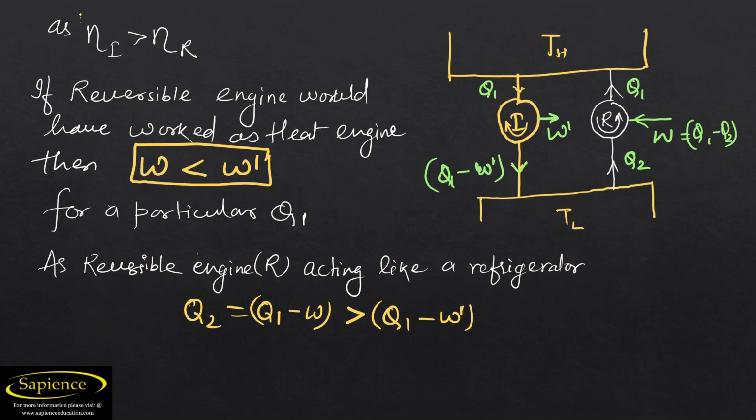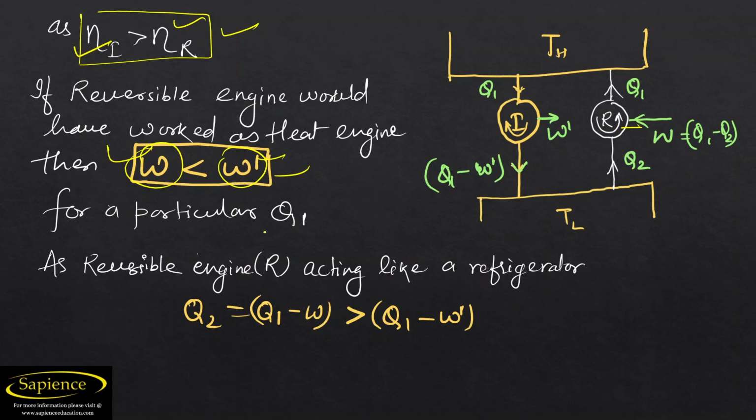Since here, tell me, if the efficiency of the irreversible engine is greater than the reversible, so if the reversible engine would have worked as a heat engine, what will happen? It will act as a heat engine, then the work output by the reversible engine will be less than the work output by the irreversible engine. Why so? Because the efficiency of the irreversible engine is more than the reversible engine, we have assumed. That's why we are telling that W is less than W dash.